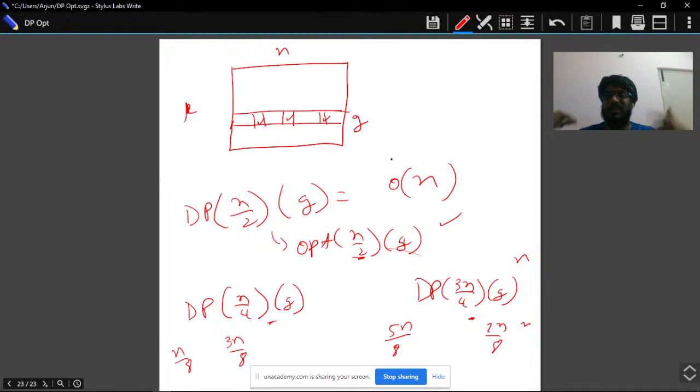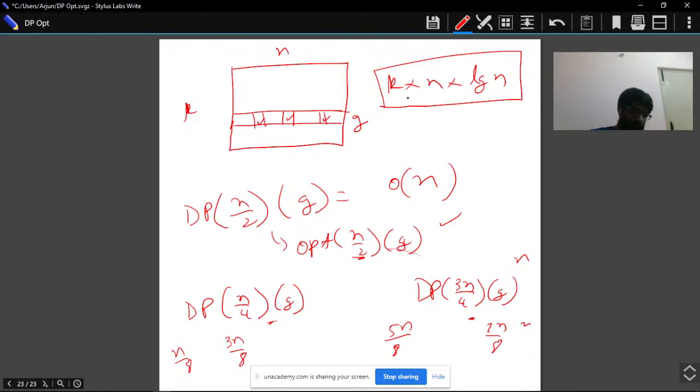Of course, now it's obvious that the number of levels is going to be log n. In each level, I spend n time, and I do this k times. So it's k times n times log n. That's about it. From k n squared, we've reduced it to k n log n, and this is divide and conquer dp.